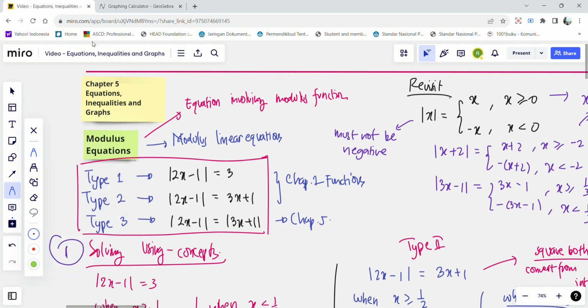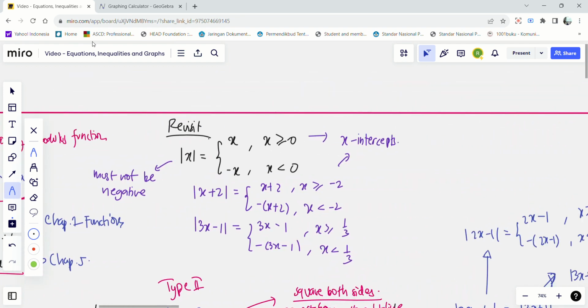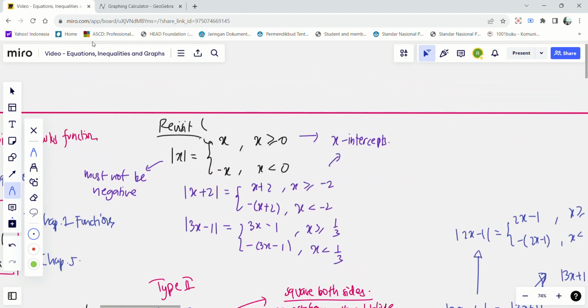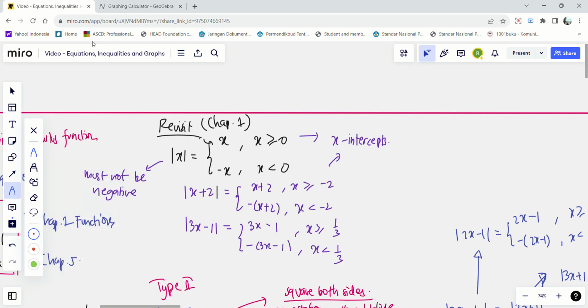So before we discuss how to solve the modulus equations, let's revisit the definition, which I touched on in chapter 1, functions, and in chapter 2 as well. So what is a modulus function? It's symbolized this way: a modulus or absolute value is symbolized by the two vertical lines. This modulus function of x can be presented as x or negative x.